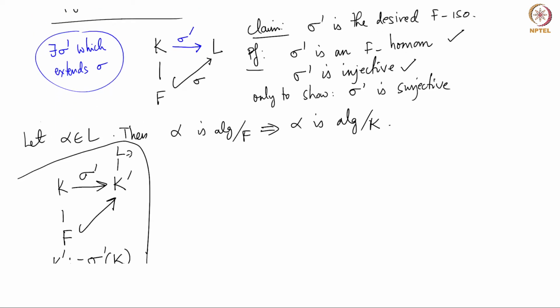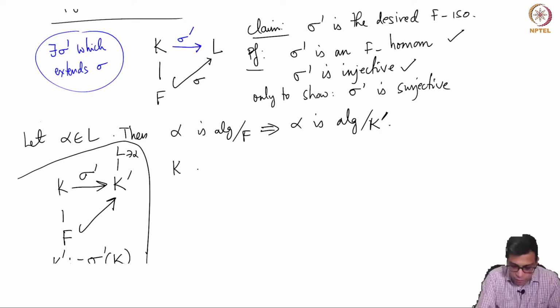So I am picking alpha here. Alpha is algebraic over F. So I should really say alpha as an element is algebraic over K prime, right? Because if alpha is algebraic over F, it satisfies a polynomial with coefficients in F. That polynomial belongs to K prime[X] also. So alpha is algebraic over K prime.